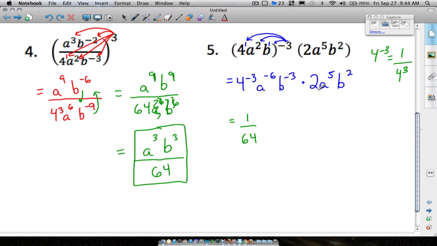Now for these right here, however, I'm going to go ahead and combine these bases by adding the exponents. Because we're multiplying this and we're multiplying this. These are like bases, so therefore we add our exponents.